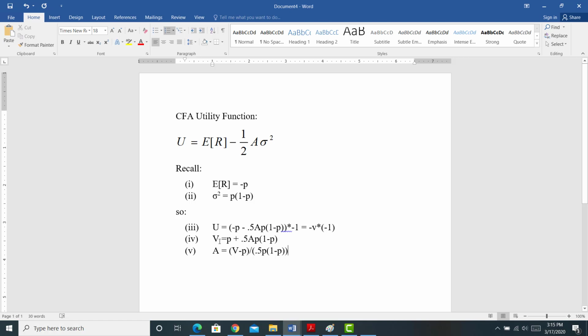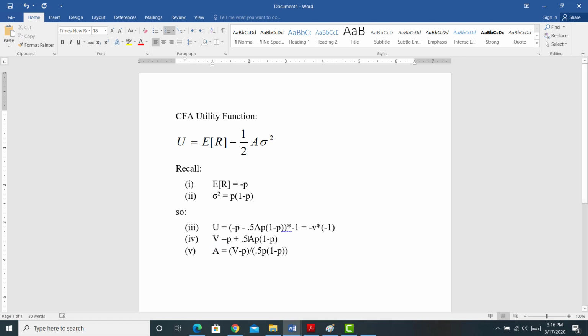It's important to understand, look here, if I were to take the partial derivative of V with respect to A, right? This is important. You can calculate what that is. It's 0.5 times P times 1 minus P. Probabilities are always non-negative, and there's a positive probability there's going to be a flood. So I get a positive partial derivative, suggesting that as A, the coefficient of risk aversion, goes up, so does V.